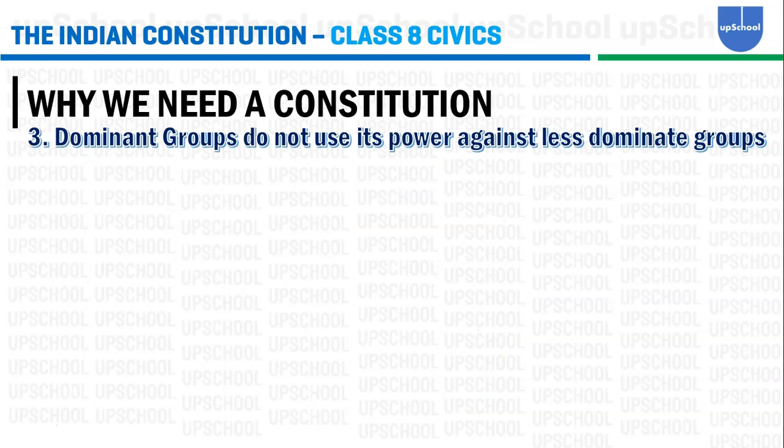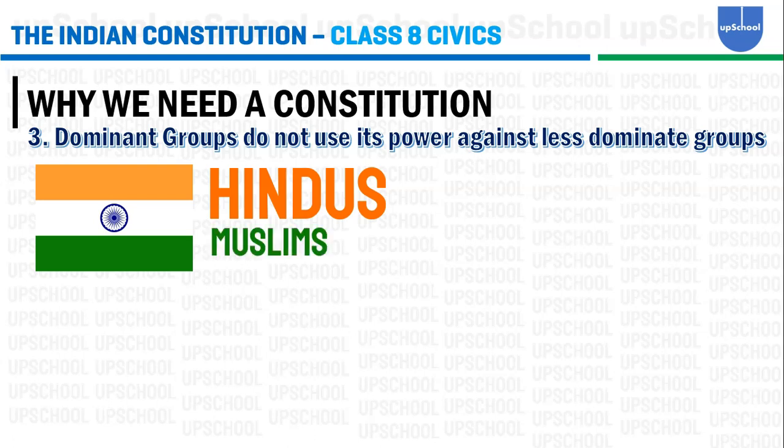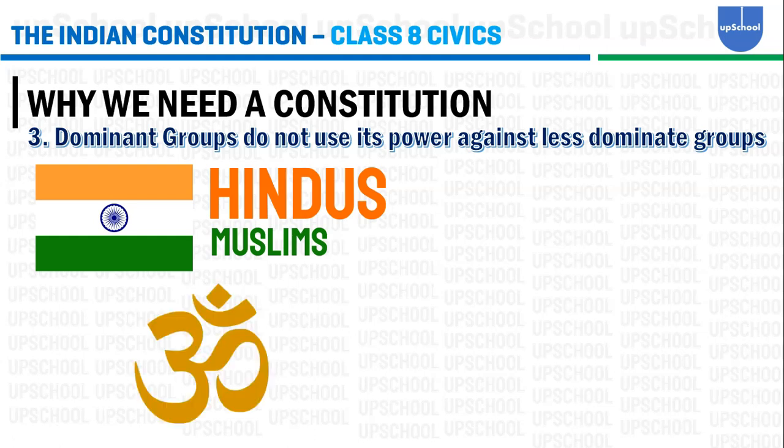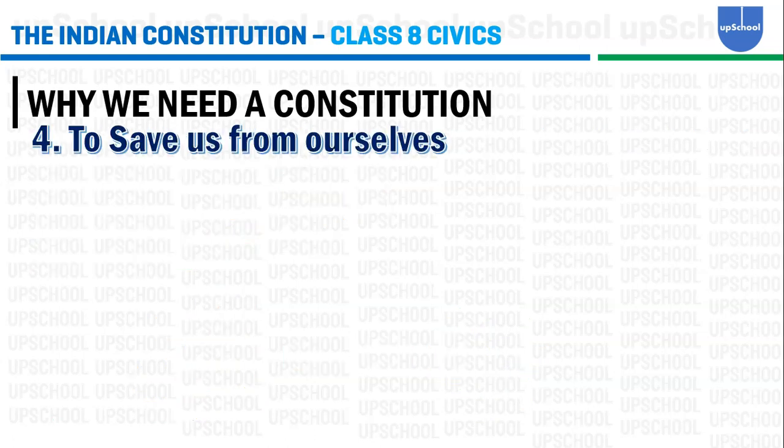The third reason why we need the Constitution is so that dominant groups do not use their power against less dominant groups. India is a country full of diversity, and it consists of Hindus and Muslims, but Hindus are more dominant than Muslims. And that's why Hindus sometimes use their power against Muslims, and an example of this power is discrimination. But according to the Constitution, dominant groups are not supposed to do this to less dominant groups.